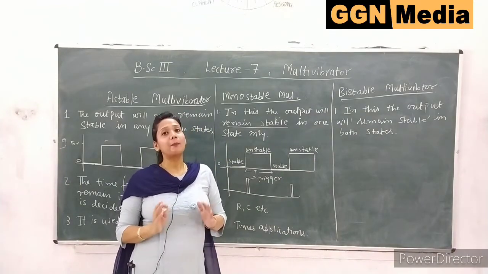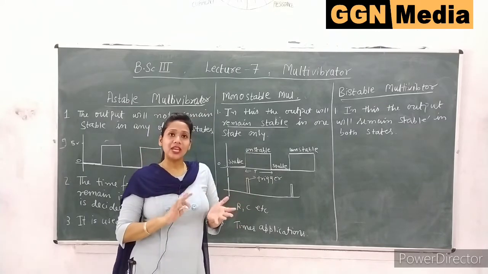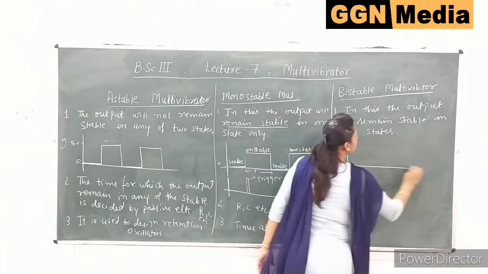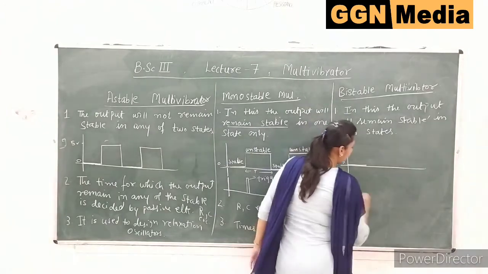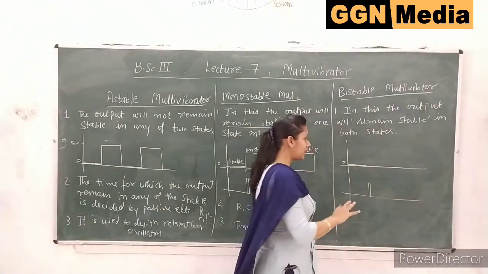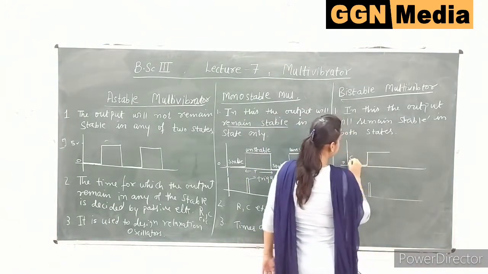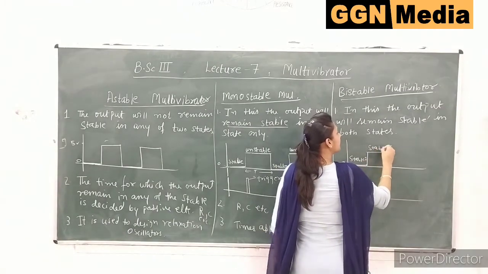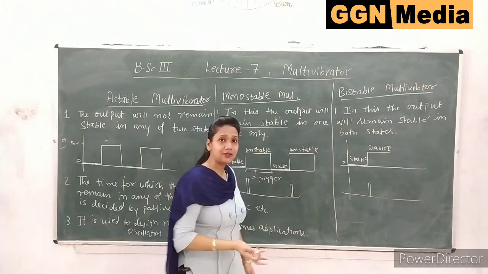So we have to apply external signal to change each and every state. Means if our signal is previously in low state, then we have to apply some external signal to switch from low to high. But this is again a stable state. This is stable 1, this is stable 2. This is again a stable state.